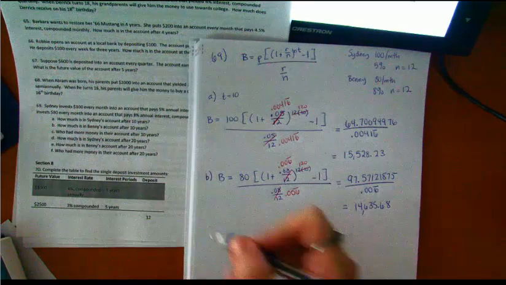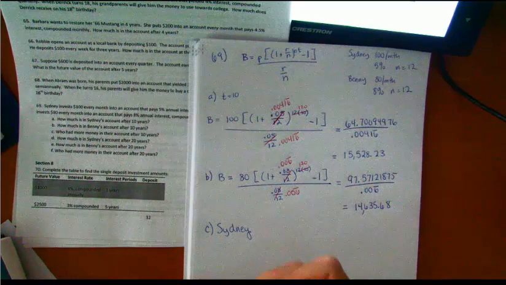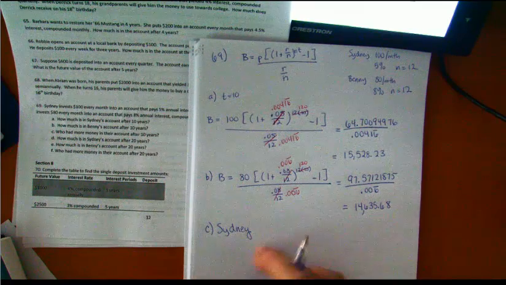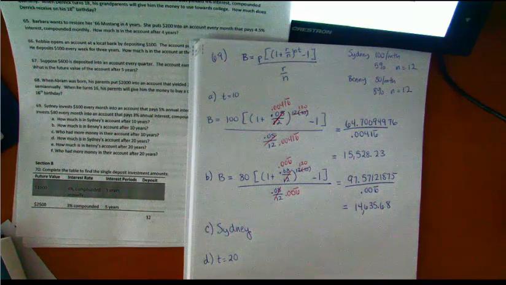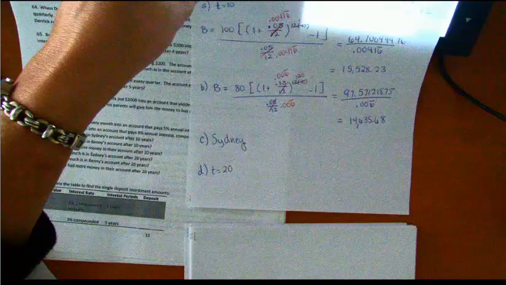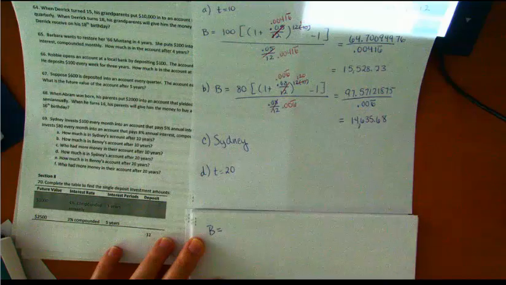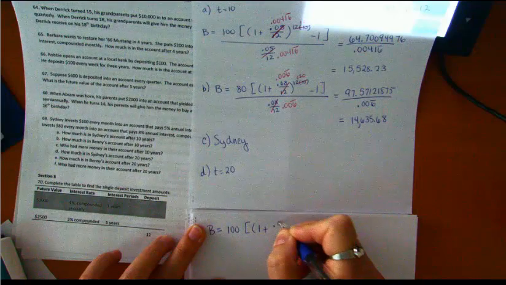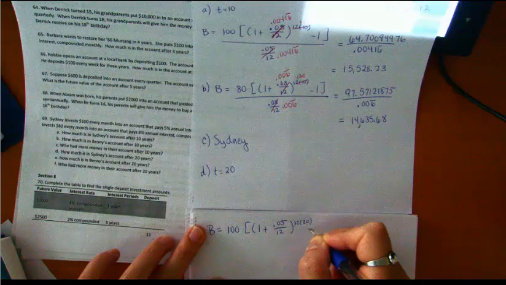C is asking who has more money in their account. That's Sydney. Okay. This is after 10 years. And then D wants us to do 20 years. So I'm going to set up the account, or the formula. We're still with Sydney, so we've got $100 a month, 5% interest, 20 years.